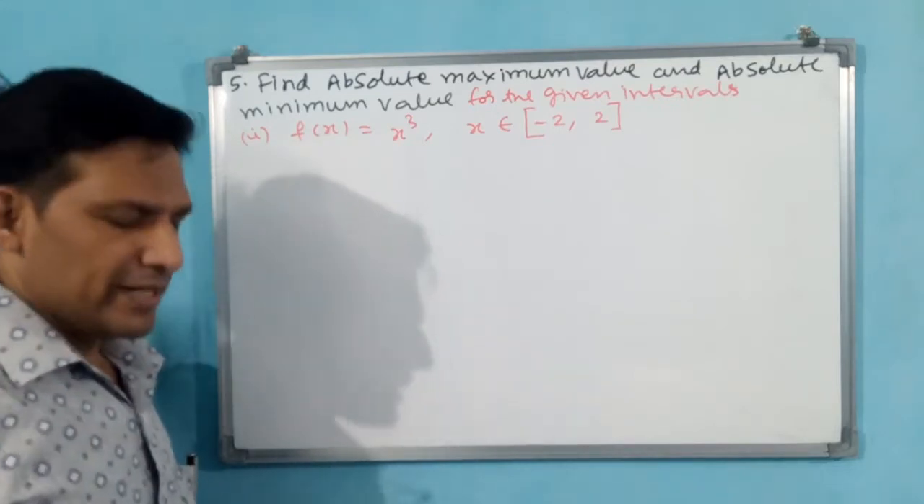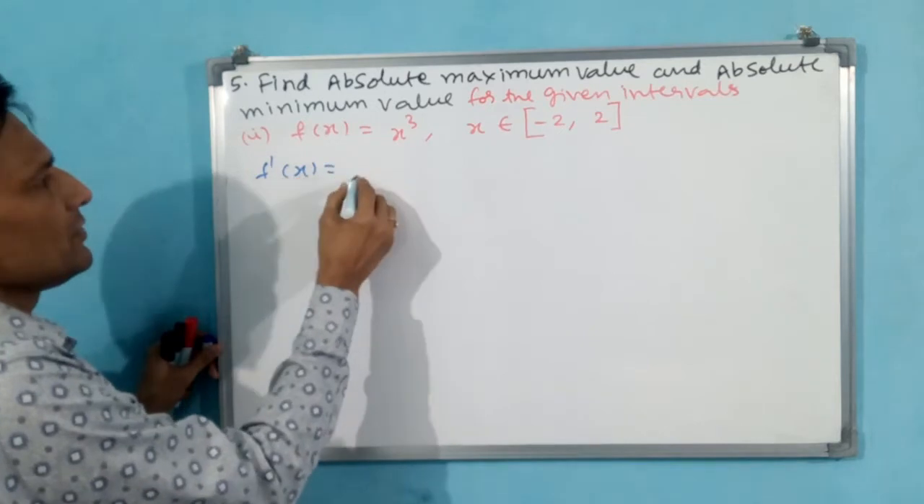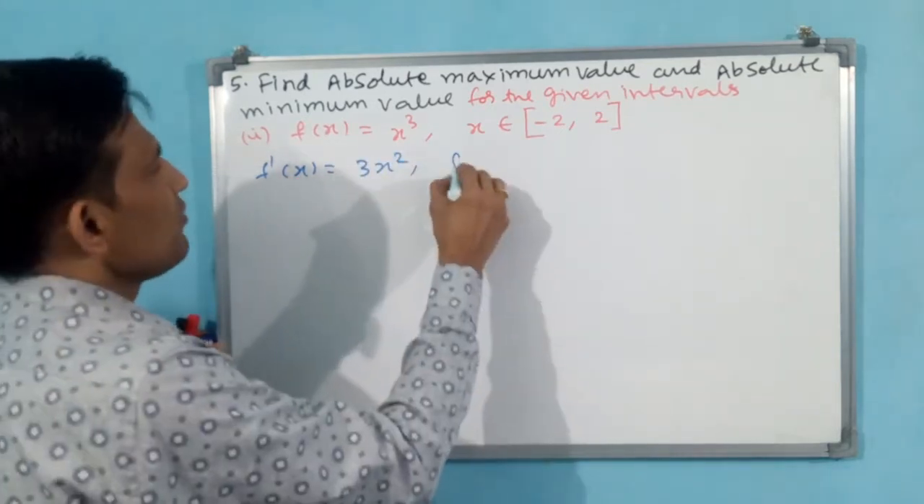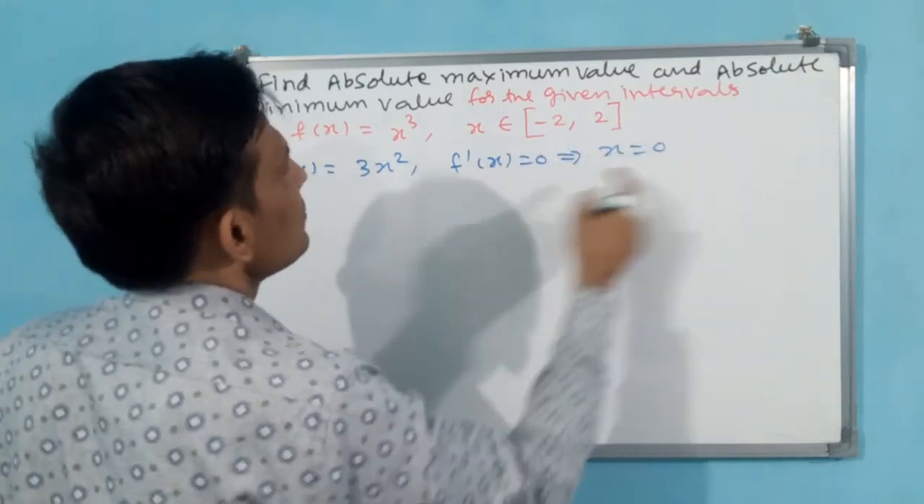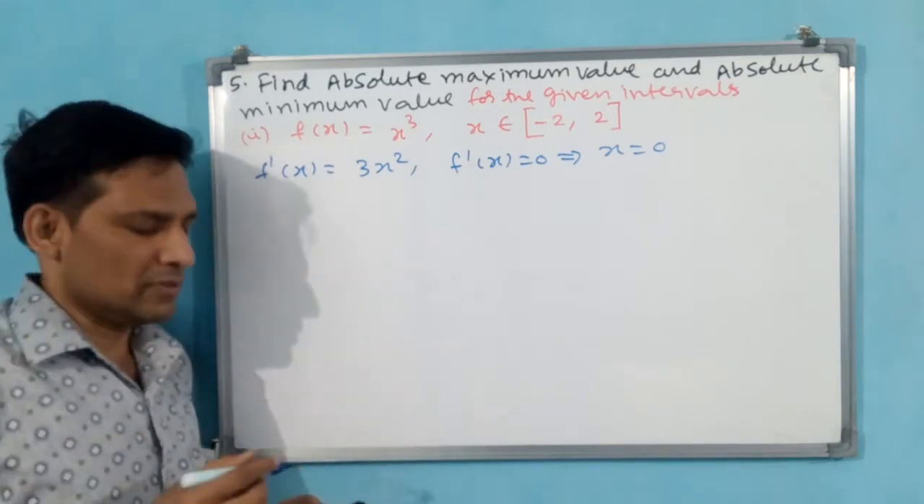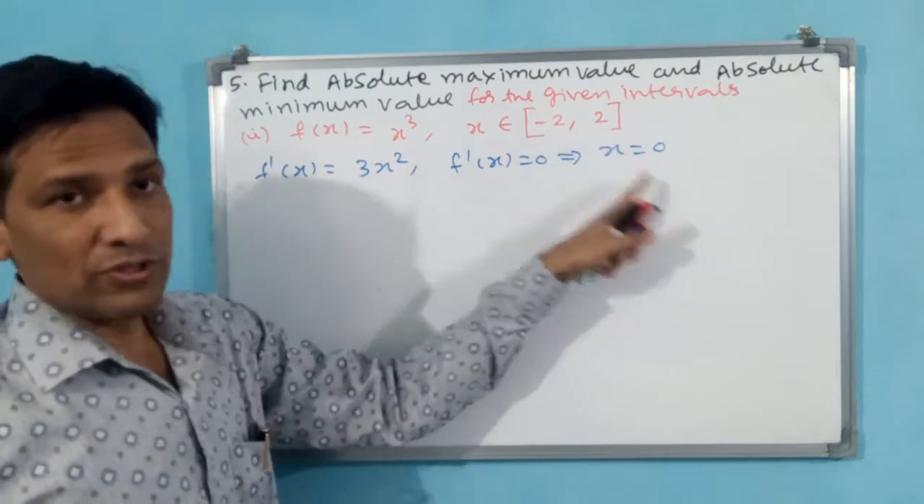Let us find the critical point first. You see, f dash x is equal to 3x square. Then you make f dash x equal to 0, which implies x is equal to 0. Why? Because 3x square equals 0 means x square is equal to 0, so x is equal to 0. This x is in between -2 and 2.